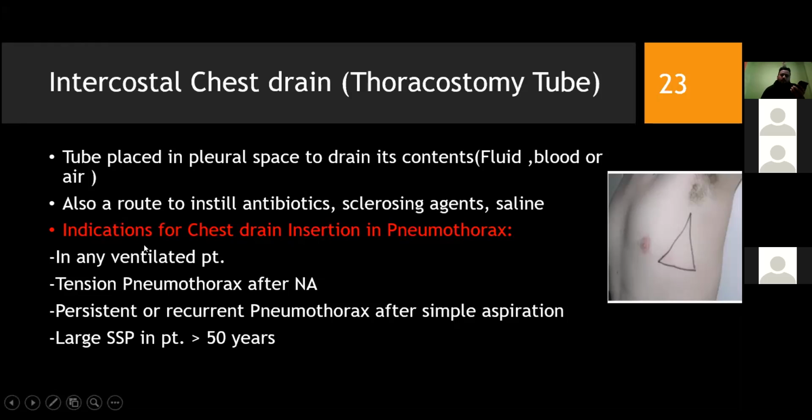Some indications for chest drain insertion in pneumothorax are, for example, in any ventilated patient: if the patient is on mechanical ventilation and there is sudden deterioration of the clinical condition and the airway pressure has increased, then we will suspect a case of tension pneumothorax. Also if there is a persistent or recurrent pneumothorax after simple aspiration. If there is failure of our needle aspiration, then we proceed directly to the intercostal chest drain. Then if the secondary spontaneous pneumothorax is very large, then we also put in a chest drain as the primary treatment.